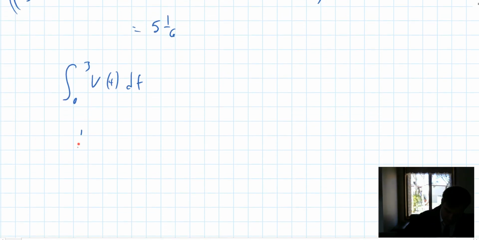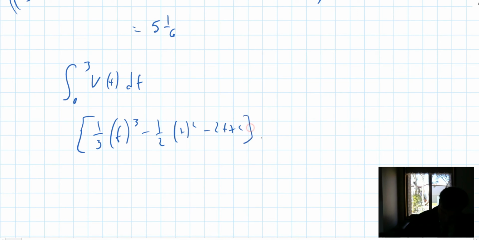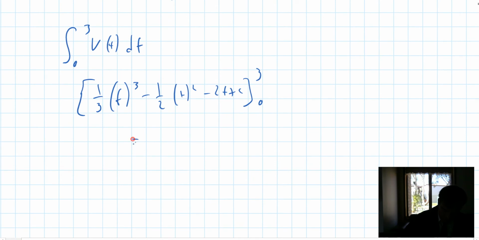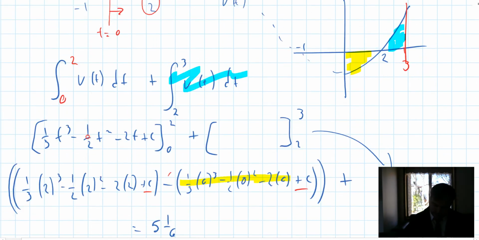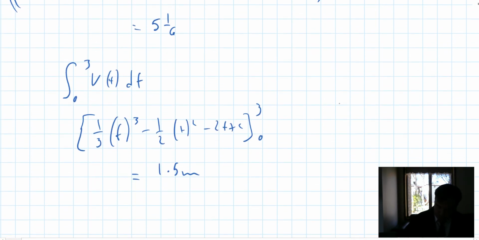So what we would do here is a third t cubed minus a half t squared minus 2t plus c, between 0 and 3. And that works out, once you sub it in, to 1.5, meaning positive 1.5 meters to the right. So what's happening is we are moving, and in our movement, we've changed direction by that amount of distance.